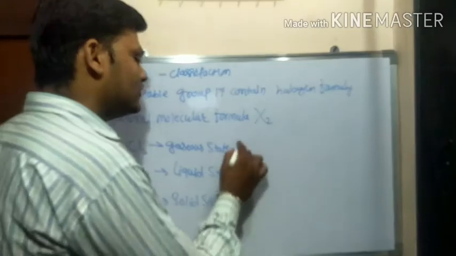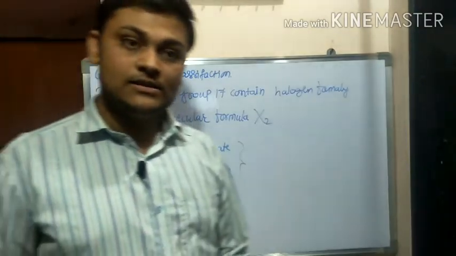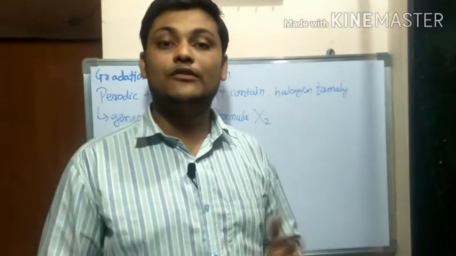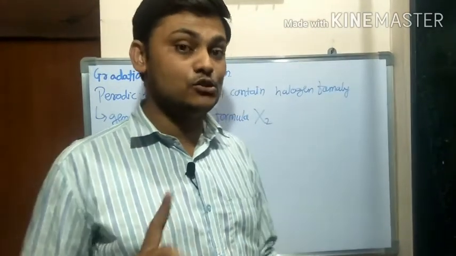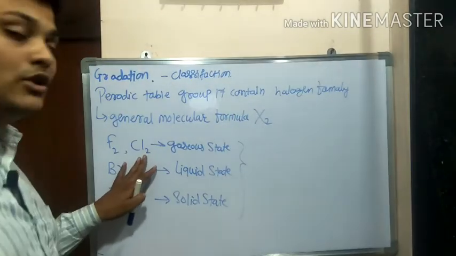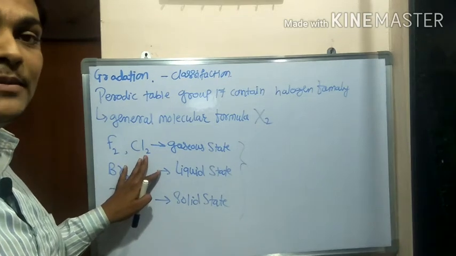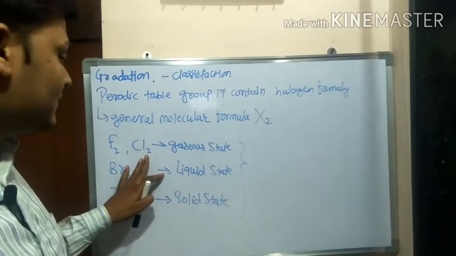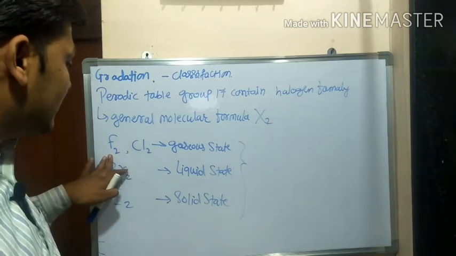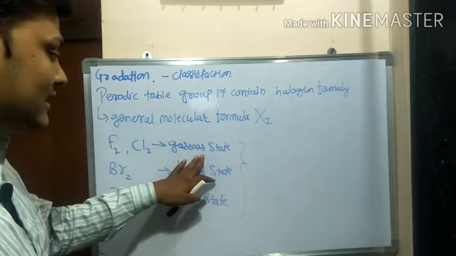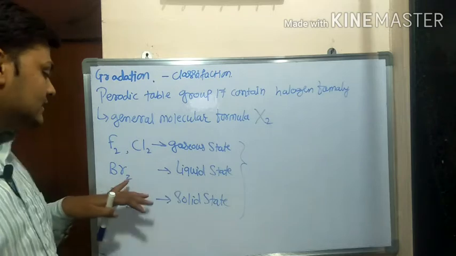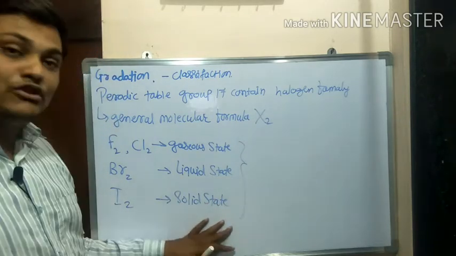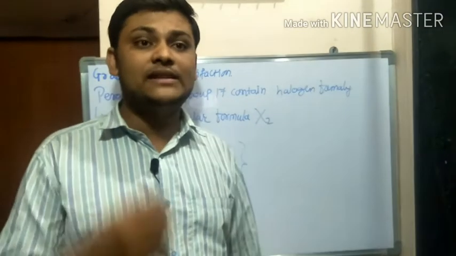So see, the halogen family consists of all the states, solid, liquid and gaseous, but the general molecular formula of this family is X2. X2 means what? F2 and Cl2, which are in gaseous state, that is fluorine and chlorine. The second one, bromine, Br2, is in liquid state, and the third one, iodine, is in solid state. For that we have some examples too.